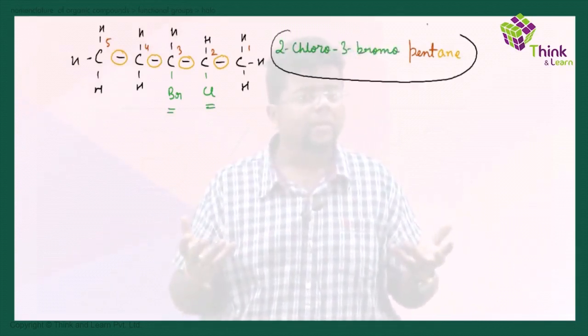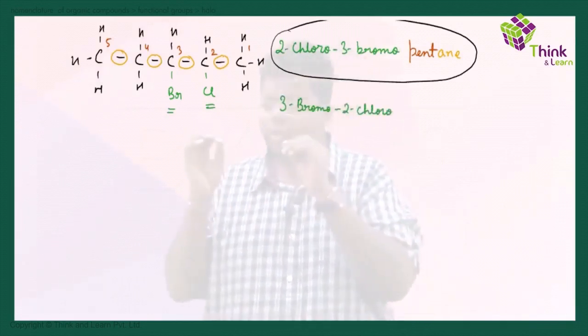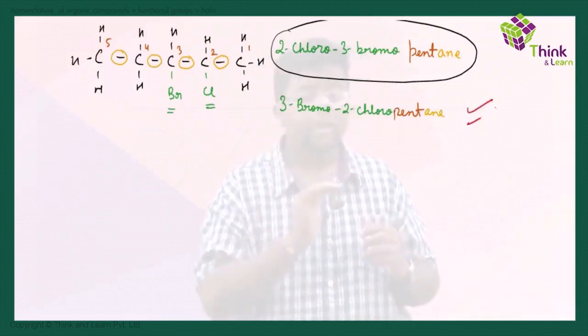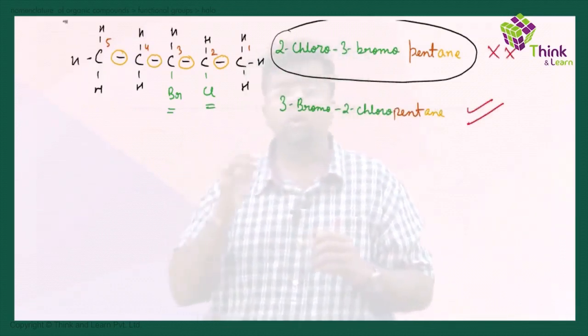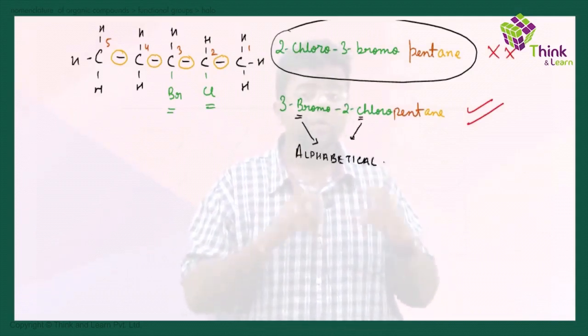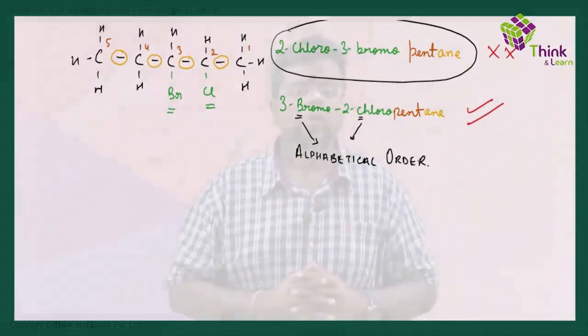But is that right? No, that's not right. Because when you are writing it, you will have to follow the alphabetical order. So the name becomes 3-bromo-2-chloro-pentane. Remember that. It is 3-bromo-2-chloro-pentane, and always follow the alphabetical order.